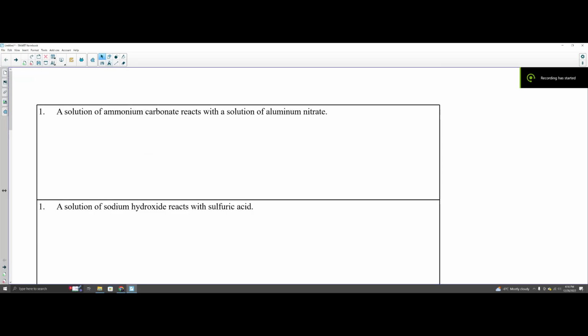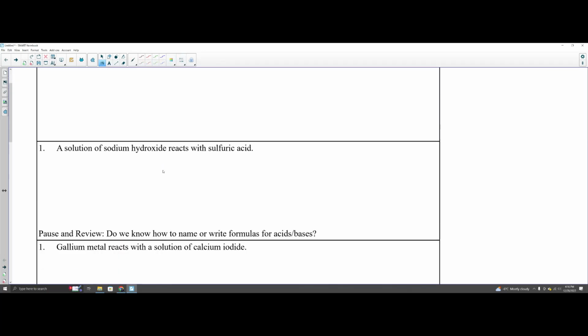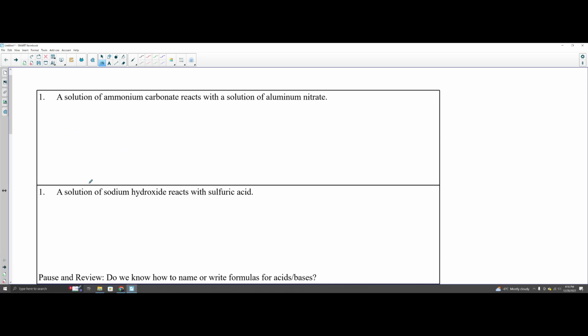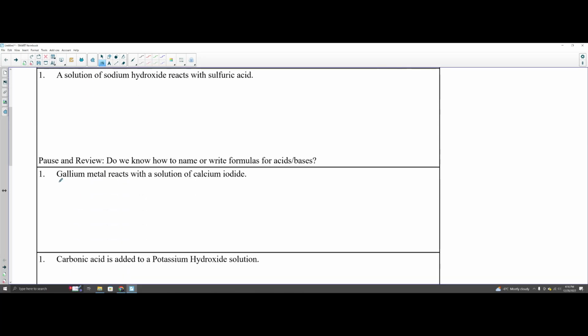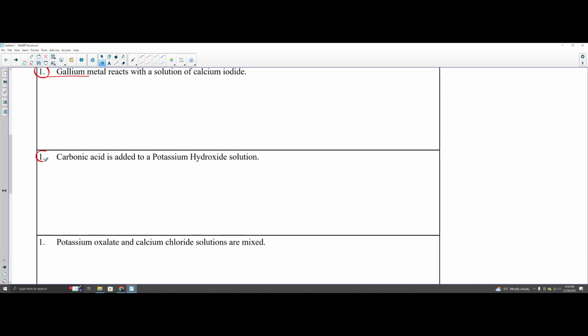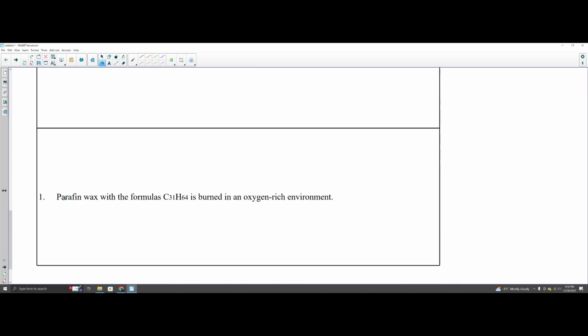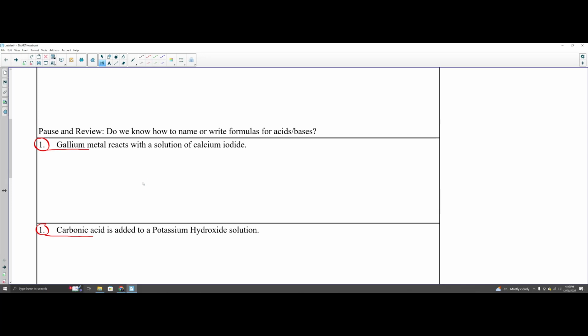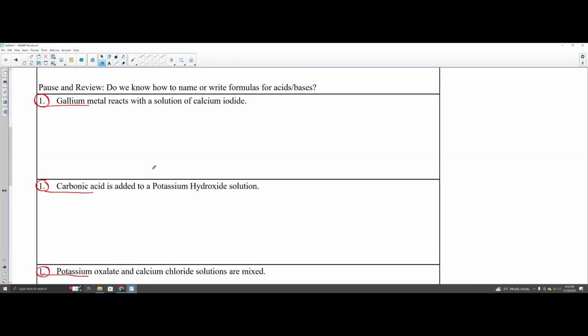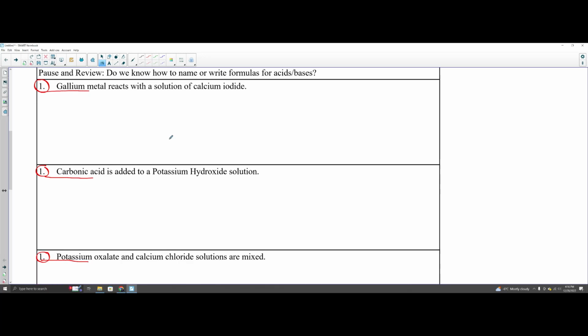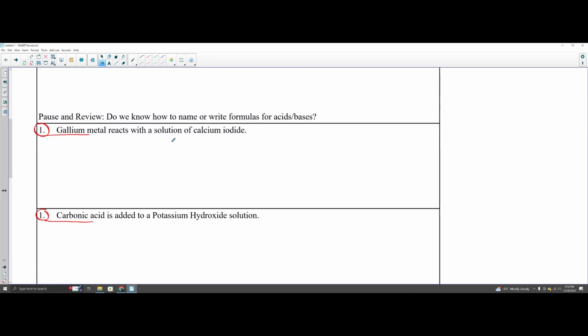Okay, now that we've gone through the examples, let's have you folks start to work on the practice questions on your own. That would include the practice questions of this gallium metal question, the carbonic acid and potassium hydroxide, the potassium oxalate question, and the paraffin wax question. After working through those, you can check back to our answer key videos to find the answers to these questions.